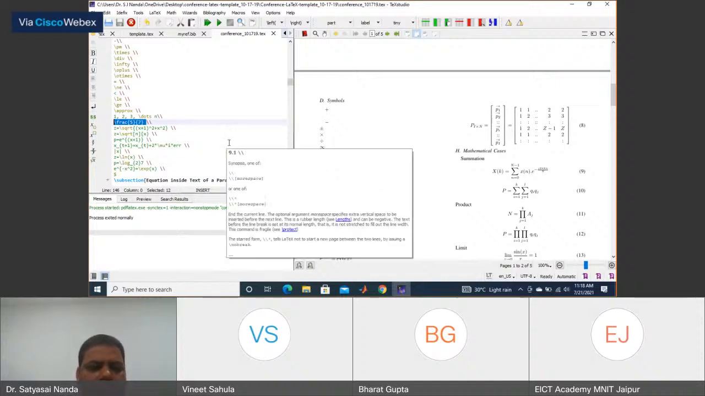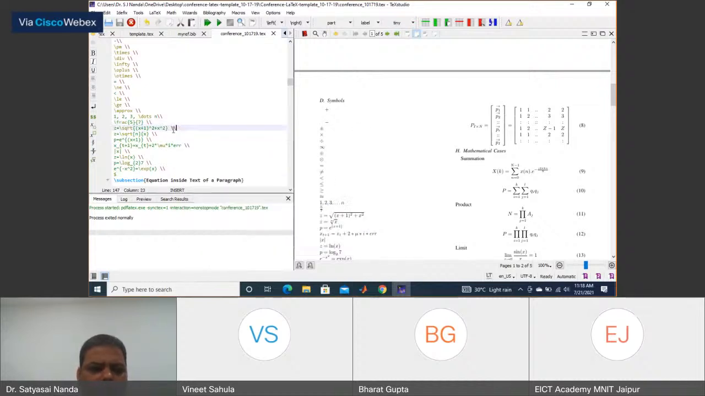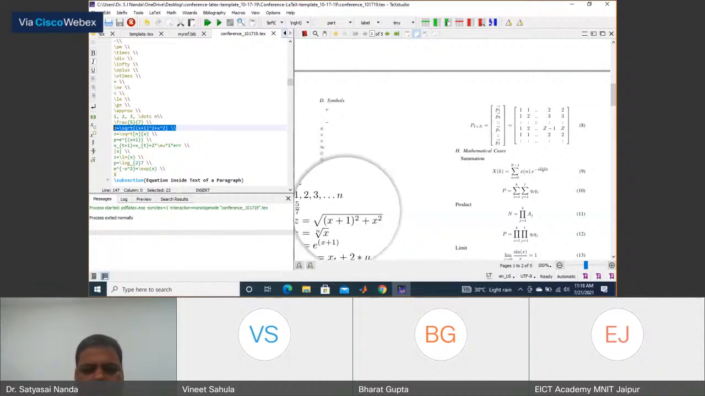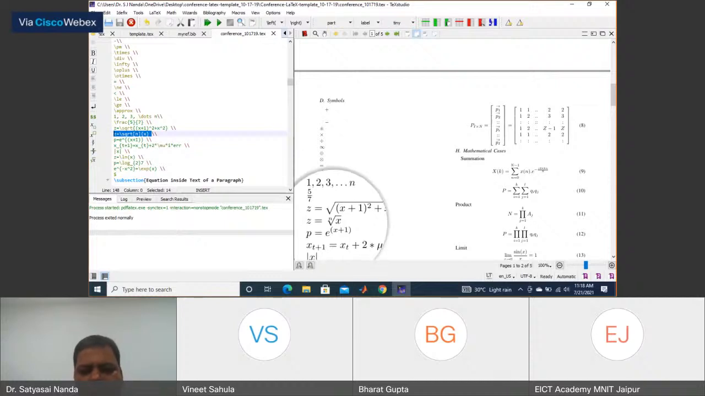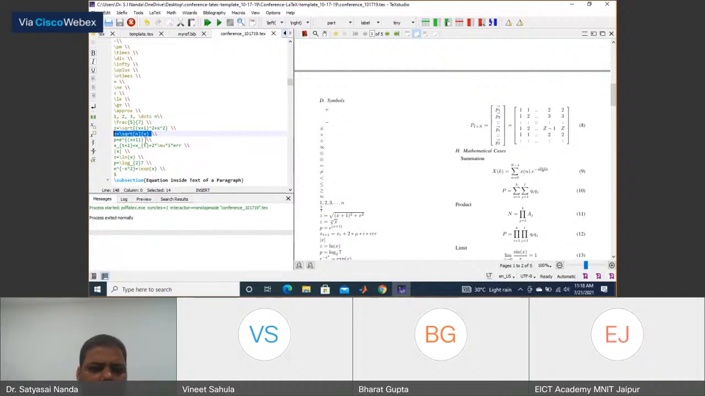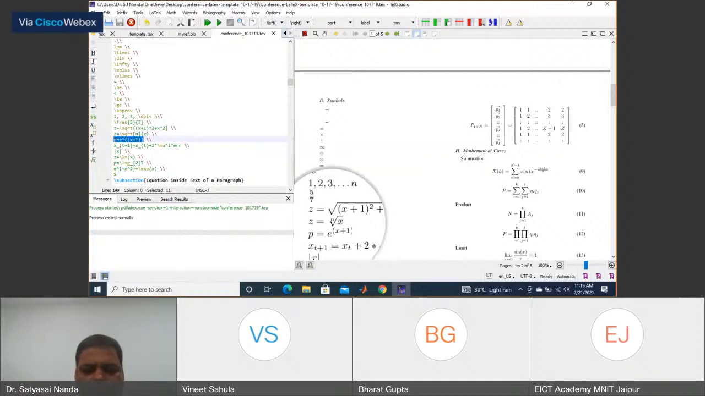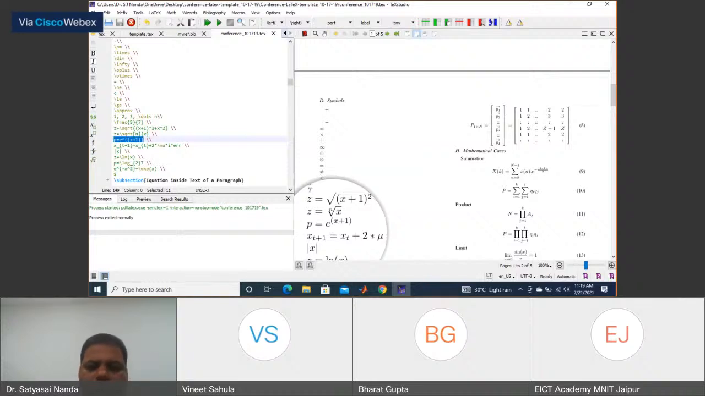And then the next thing is how to write a square root. Here I have highlighted that z is equal to square root of (x plus 1) whole squared plus x squared. This is written, and its corresponding output is highlighted over here. And if we want an nth root, then z is equal to nth root of x, and it has been highlighted over here. Then exponential: p is equal to e to the power x plus 1, reported over here.